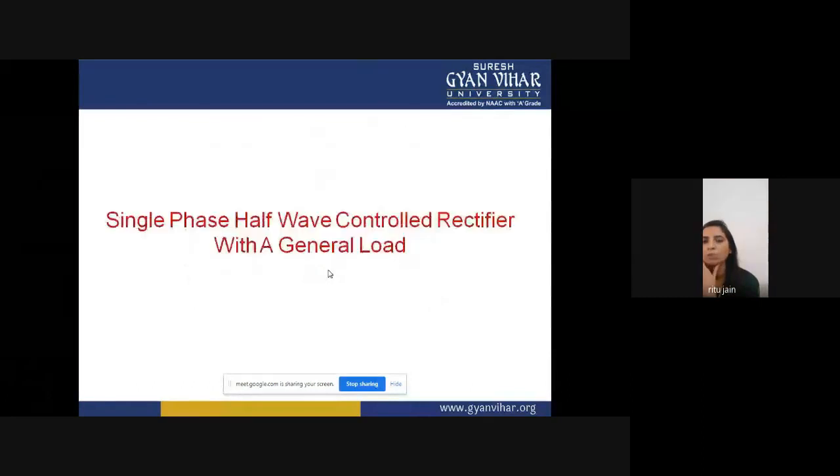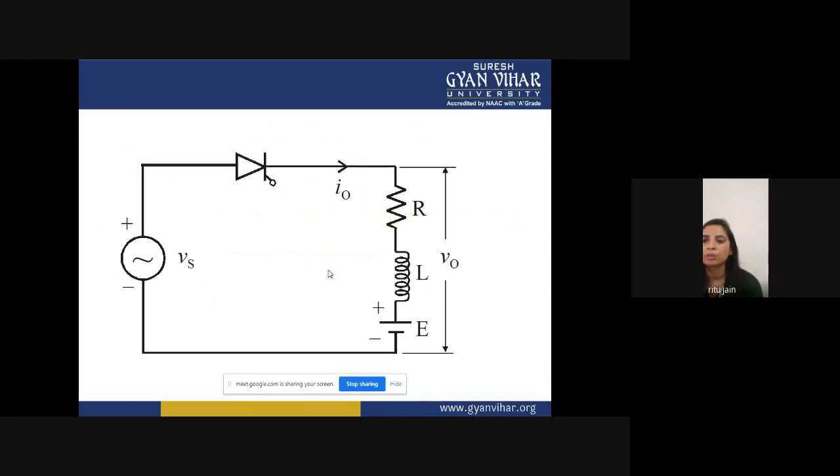So you can see the single phase half wave controlled rectifier with a general load. This is the general load R, L, and E. This is your half wave rectifier; you are using only one SCR. This is your supply, with minus and plus, and this is your resistance, inductor, and E. So this is your output voltage, right?